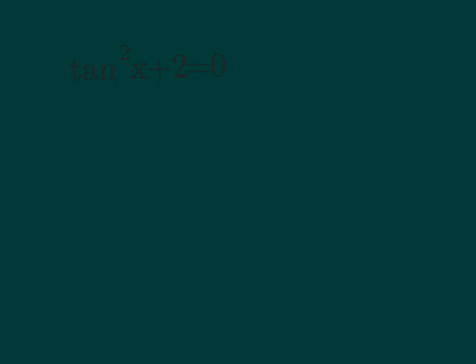Okay, so a problem like this, we could just say tan squared x equals -2, and obviously there are no values that when we square it we get -2, so our answer is just going to be no solution.